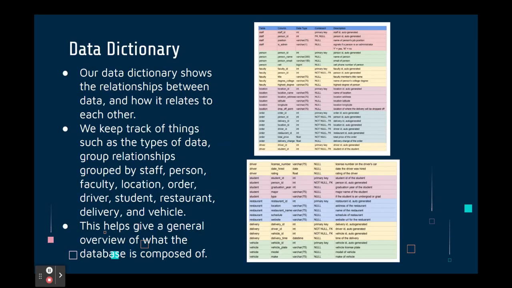Our data dictionary shows the relationships between data and how it relates to each other. We keep track of things such as the types of data, group relationships grouped by staff, person, faculty, location, order, driver, student, restaurant, delivery, and vehicle. This helps give a general overview of what the database is composed of.